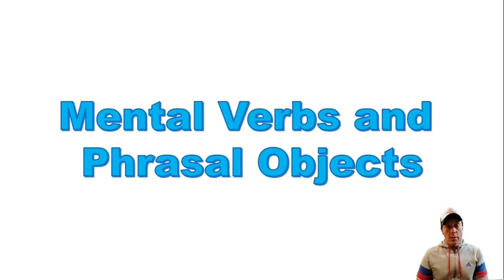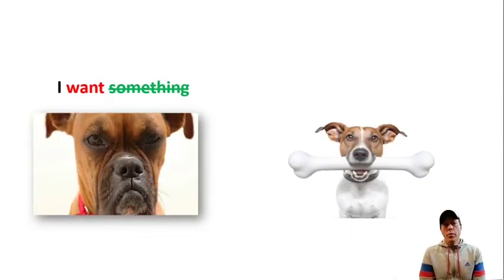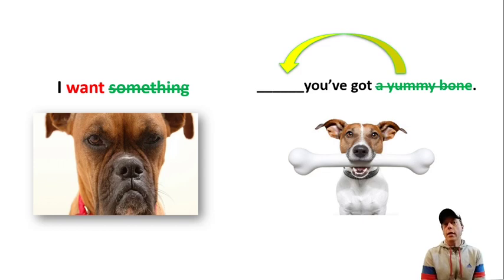Okay, so ultimately we're talking about mental verbs in this video, and we're also talking about phrasal objects, basically a noun phrase that complements the verb. The problem with that is there is a specific structure that you need to follow if you're going to create a noun phrase successfully. So let's look at that. Here we have a dog on the left looking at a situation on the right. The dog on the left looks jealous, so he wants something. Is it the bone that he wants, or is it something else?